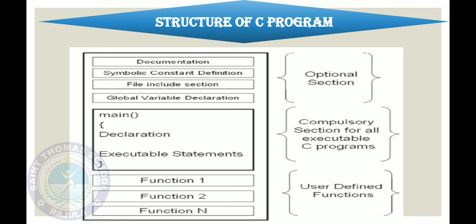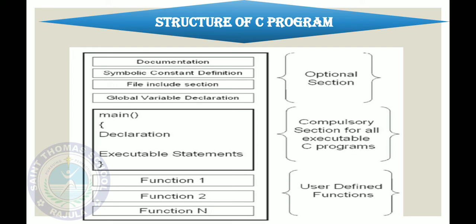Then after it comes the symbolic constant definition, which we have just discussed. Then after it come the file include section and global variable declaration. These are the optional sections. Then comes the compulsory section for all C programs, that is the main function.